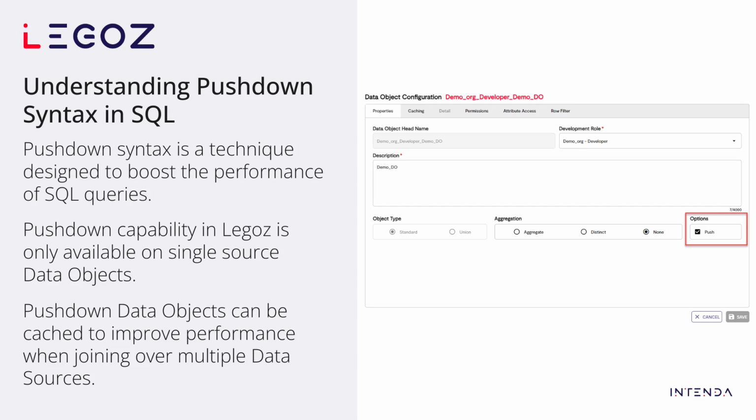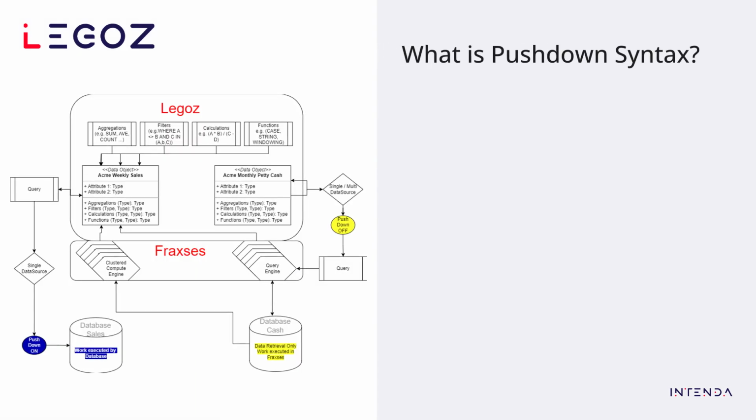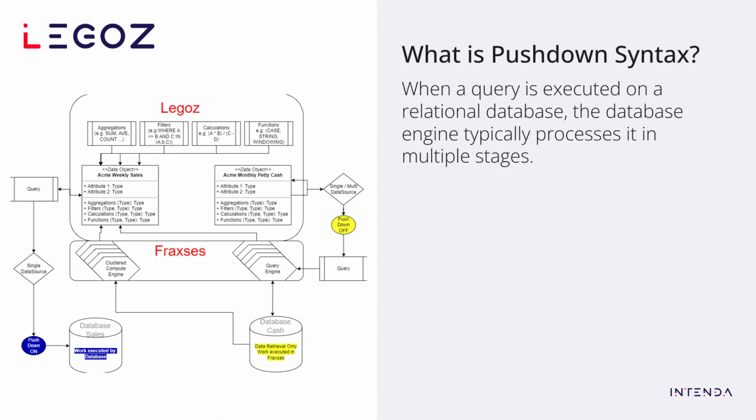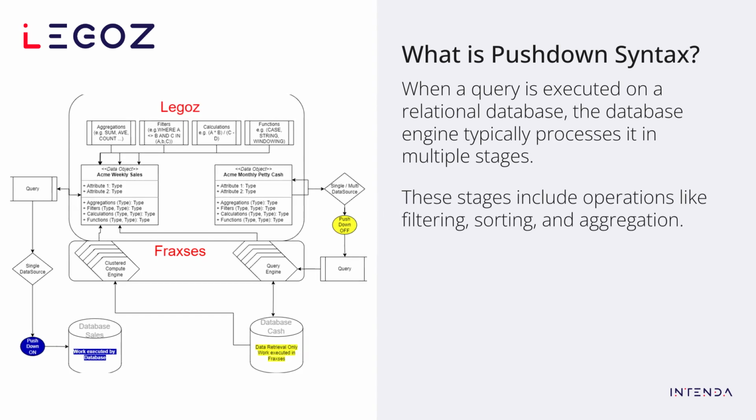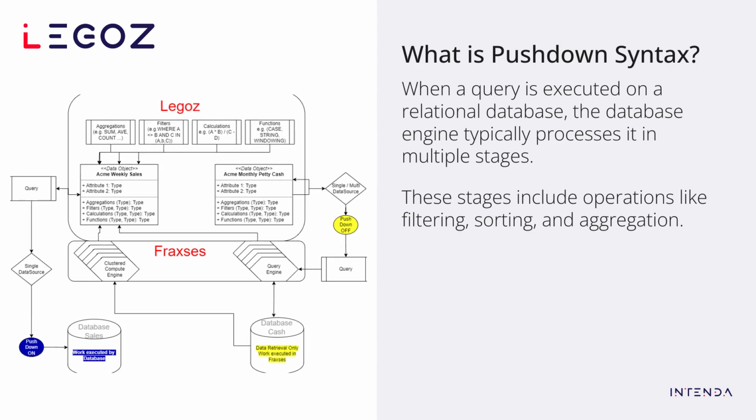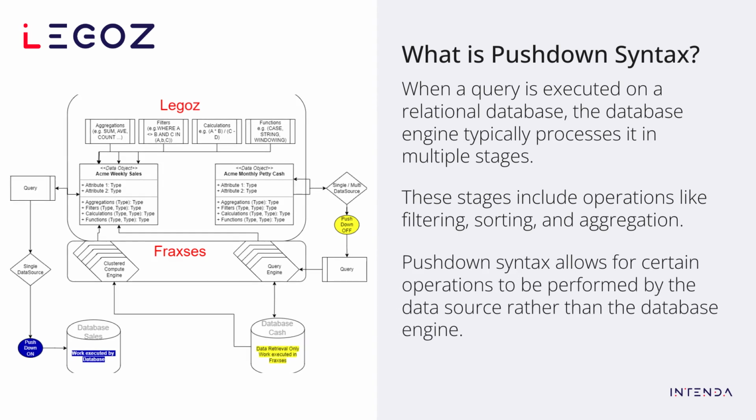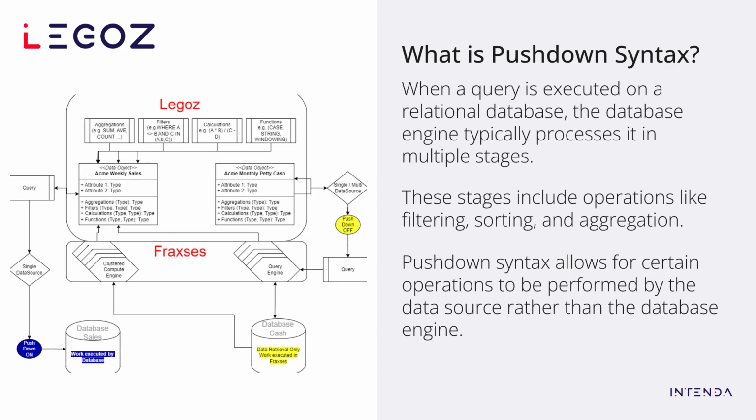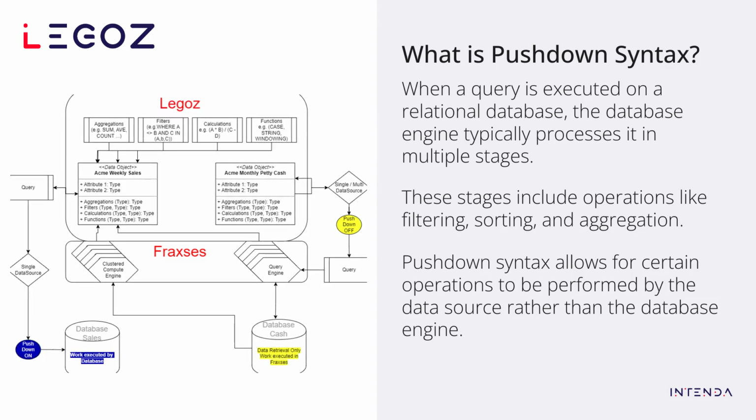Here's a breakdown of how pushdown works and its benefits. When you execute a query on a relational database, the database engine processes it in multiple stages, handling tasks such as filtering, sorting, and aggregation. Normally, the engine takes care of all these operations. However, with pushdown syntax, certain operations can be delegated directly to the underlying data source. This delegation allows the data source to perform these tasks, often more efficiently than the engine itself.